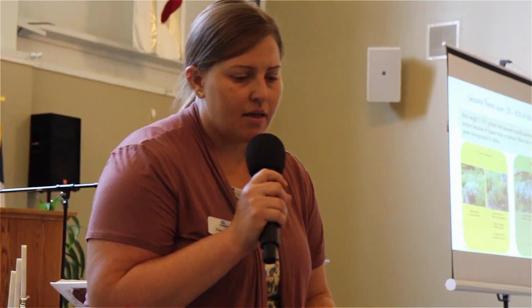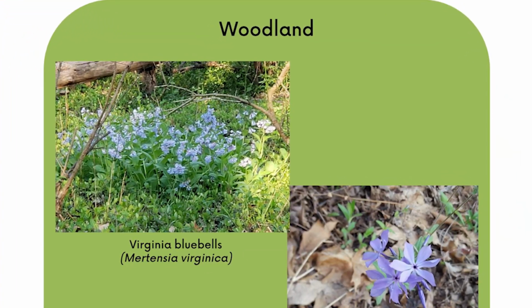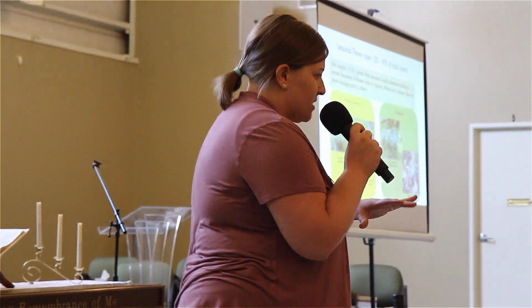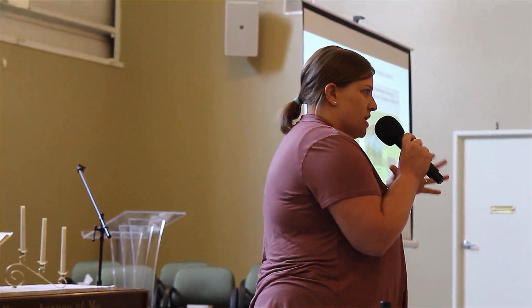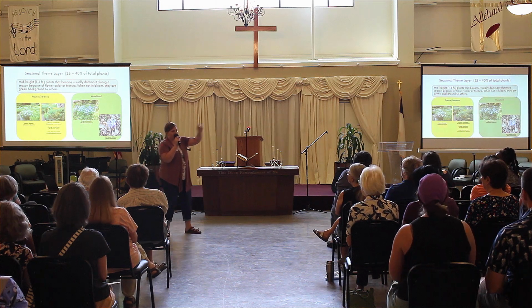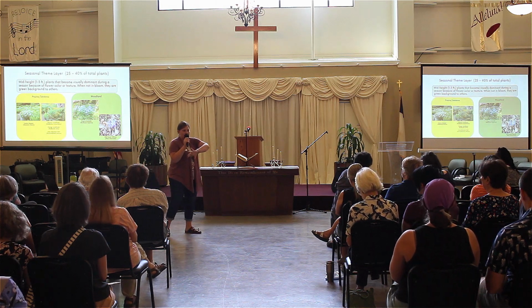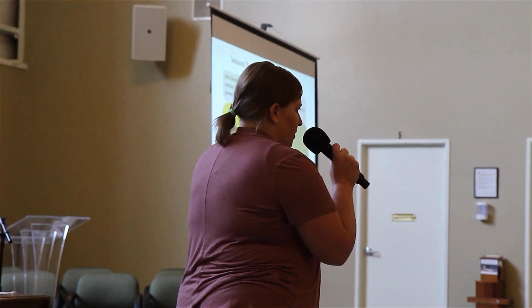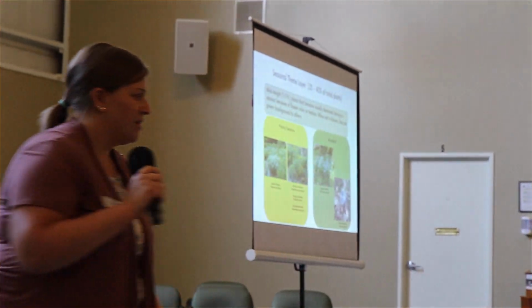So plants like Virginia bluebells, which when you see them in a woodland environment, you'll see them in large swaths across the landscape, and that's how you want to plant them. Those are the type of species, like if you're thinking of a painting, a large brushstroke across the landscape, that's the seasonal theme layer. Does that make sense?